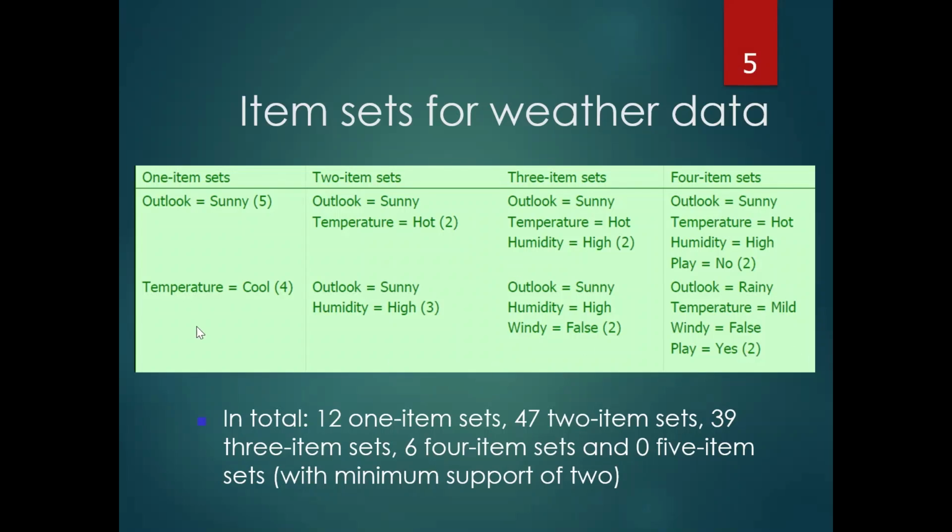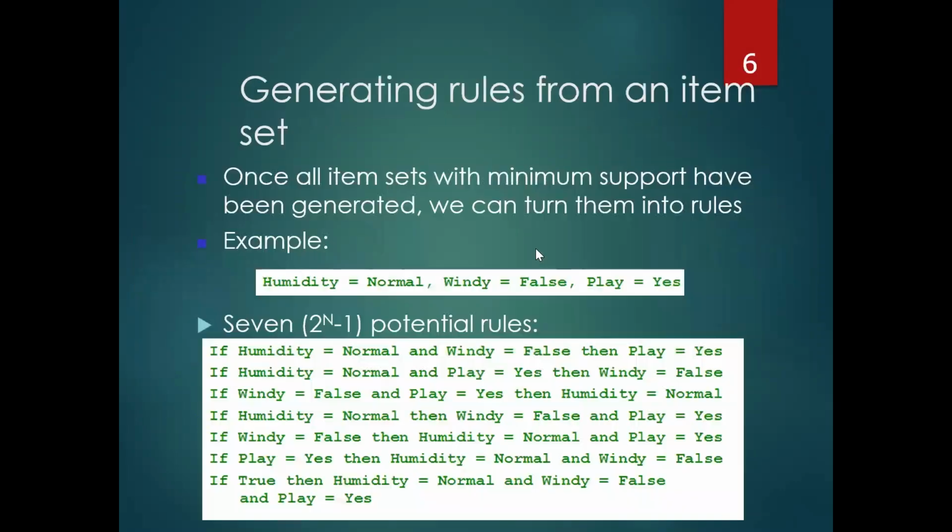Once you get this, each of these sets can be converted into a rule set. Let me show you one. Let's take some 3-item sets. I will go to the next slide. Let's take humidity normal, windy false, play yes. These are a 3-item set. If you have 3 items, we can create 2 to the power 3 minus 1, 7 potential rules.